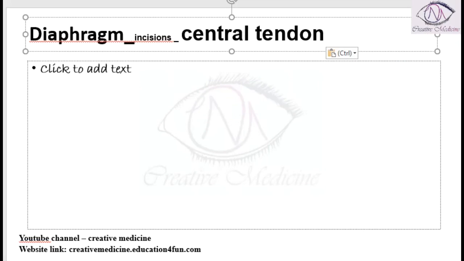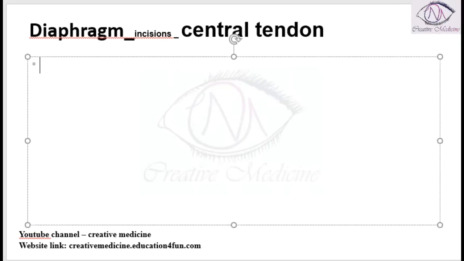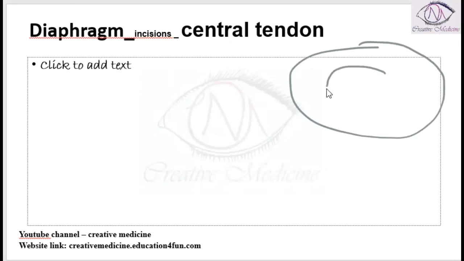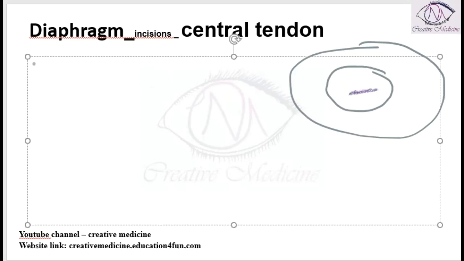The central tendon incision, as already said, in the diaphragm we have a central tendon which is derived from the septum transversum. So if you put an incision along the central tendon, then that is central tendon incision. This central tendon incision, number one, does not interrupt any nerve, any major branch of the nerve, and it definitely provides better visualization from the abdomen from the thorax.